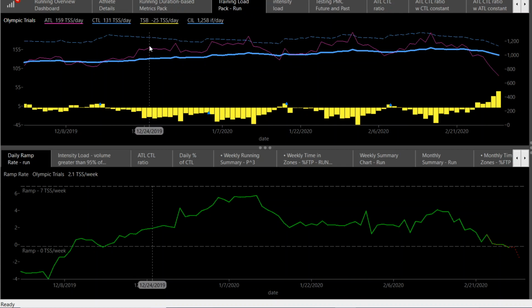So when this is higher than this, think of it as the magenta line pulling the blue line up. It's pulling the chronic training load up because it's higher. And we can also see that in the ramp rate. Just follow up above and below. Notice that the pink magenta acute training load is lying above the blue line, and below we have CTL ramp rate, all positive.